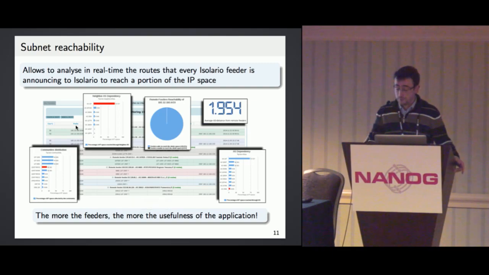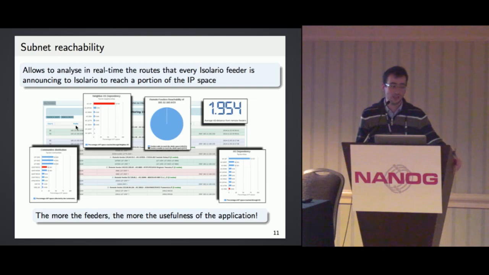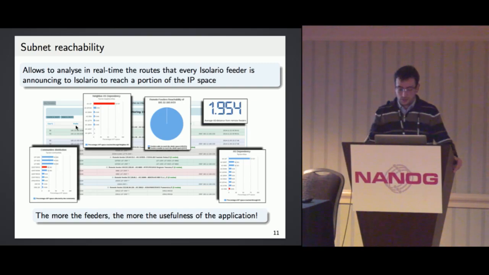Perhaps the most interesting real-time service is the subnet reachability, which is the dual of the routing table viewer. With this service, a user is able to monitor in real time the best routes that all the other participants to Isolario are using to reach a given prefix. Even in this case, the results are presented in the form of a table, and whenever there is a new BGP announcement involving one of these routes, the table is updated accordingly.